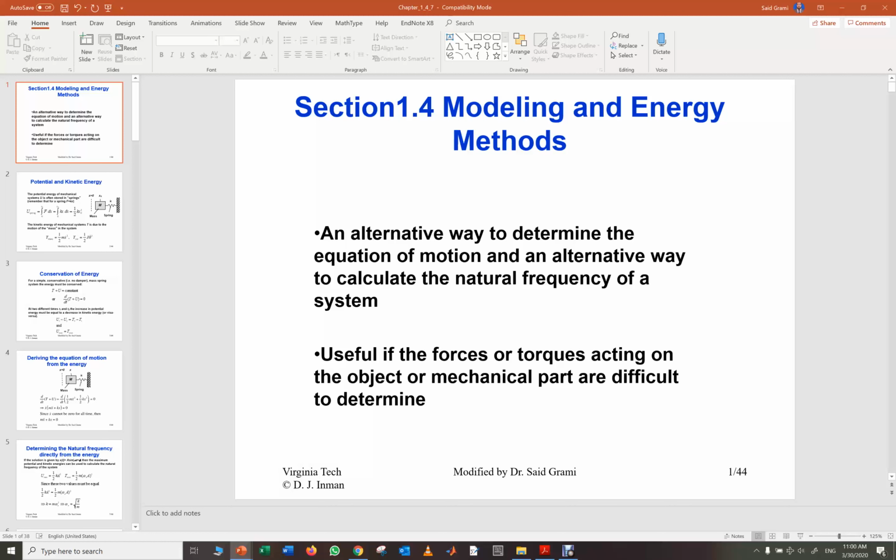So, an alternative way to determine the equation of motion and an alternative way to calculate the natural frequency of a system. Useful if the force or torque acting on the object or mechanical part are difficult to determine. So sometimes we have a difficult system. So we are going to see that using energy we can get the equation of motion of the system more easily than the usual one.